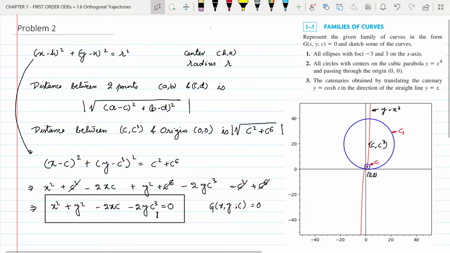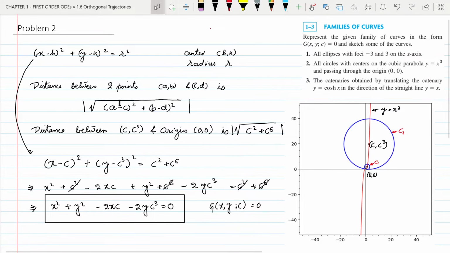Now let us review how we found this again. So we took any point on the cubic parabola and denoted that as (c, c cube), because the x coordinate, if it is c, for any point on the cubic parabola, its corresponding y coordinate will be c cube. As you can see, if we put c in place of x, then y will be c cube. Then we found the distance of that point from the origin, because we know that the circle passes through the origin. The distance from the center to the origin will be the radius of that circle as the circle passes through the origin. So we found the radius by the distance formula, which was the square root of c square plus c to the power 6, its absolute value.